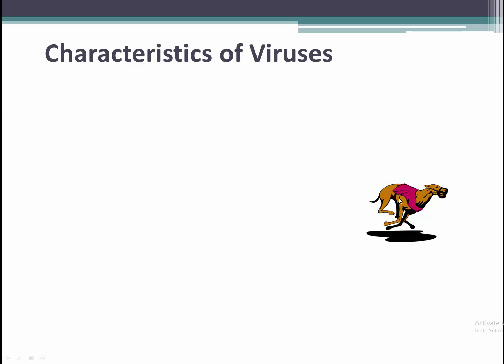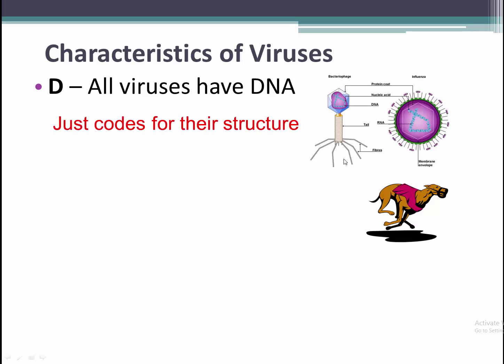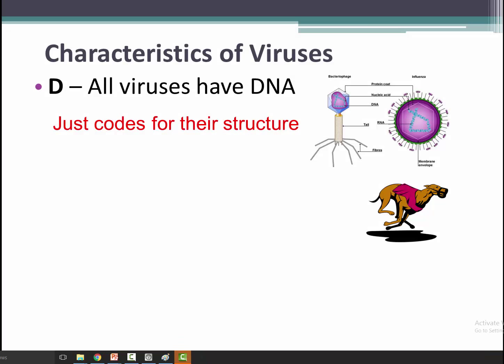Characteristics of viruses, remember this is the dog racer. So D, all viruses have DNA. The problem is now is it just codes for, this is a bacteriophage, which is going to be a virus that affects bacteria. It codes for the protein coat and the rest of the virus, or an influenza virus, which is round.